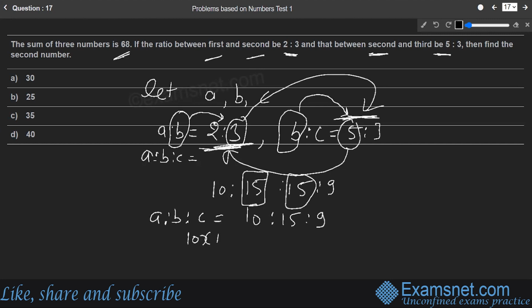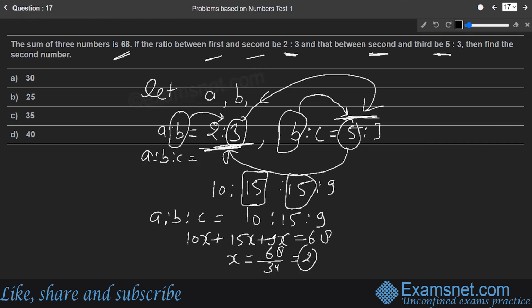So we can make it like this: 10x plus 15x plus 9x. These are the three numbers, and their sum is equal to 68. So clearly we can solve for x. 10 plus 15 is 25, plus 9 is 34. 68 divided by 34 is 2. The x value comes out to be 2.